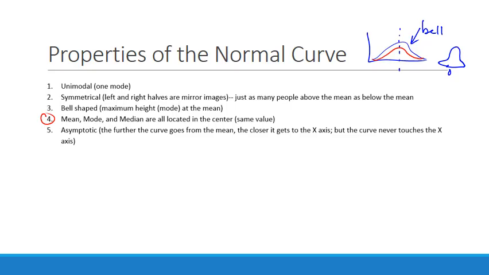The fifth, it's asymptotic, which means the curve goes on forever. So the further the curve goes from the mean, the closer it gets to the x-axis, but the curve never touches the x-axis. So this red line I drew up here is never going to actually hit the x-axis, just going to come infinitely close to it.